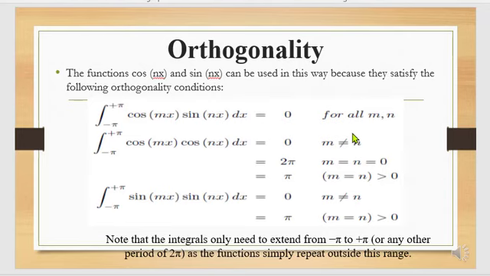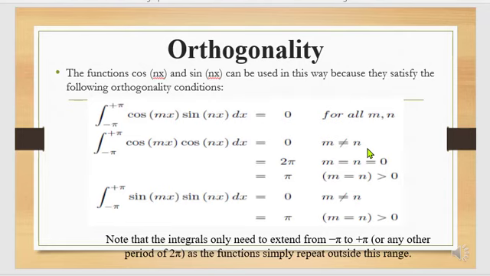So let's see another integration, the product of two cosine functions from a region minus pi to plus pi. Here you can see that the integral of cos mx cos nx dx is equal to 0 when m is not equal to n. So we will have three possibilities in this integration.